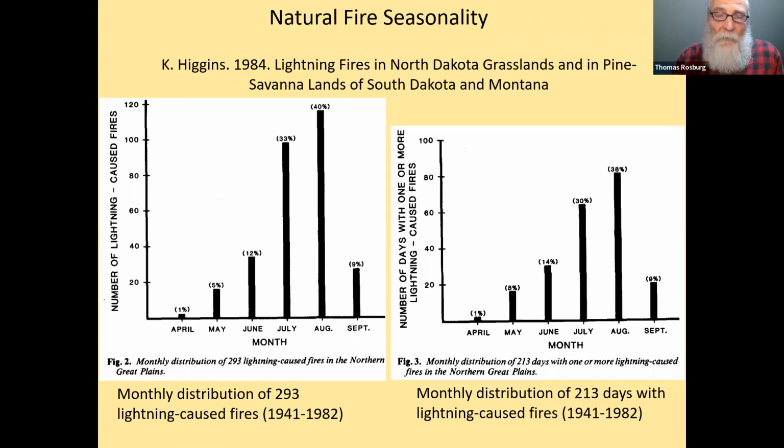It drops off considerably into September, probably because lightning activity and thunderstorm activity start to drop off. It drops off going the other direction in June, as you're going to see in this next slide, because of the amount of rainfall.